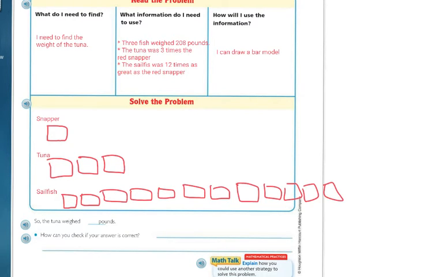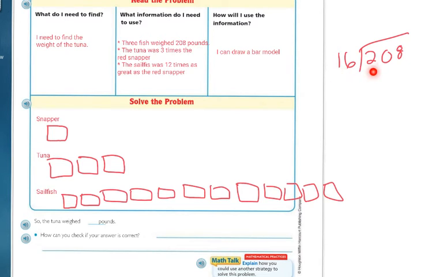Okay, and the total weight of all 3 fish was 208 pounds. So now I have to find out what I'm going to divide it by to be able to get this. So if I'm looking, I have 1, 2, 3, 4, 5, 6, 7, 8, 9, 10, 11, 12, 13, 14, 15, 16. So I'm going to divide it by 16 because I have the 12 sailfish, the 3 tuna, and the snapper, because my snapper is the original. Tuna fish was 3 times as much as the snapper. My sailfish was 12 times as much as the snapper.